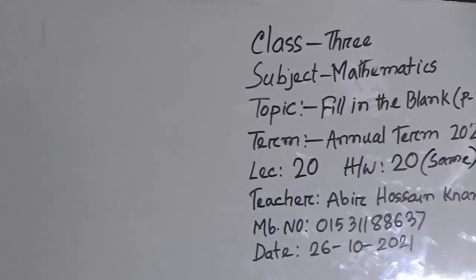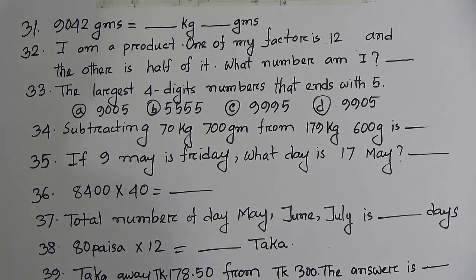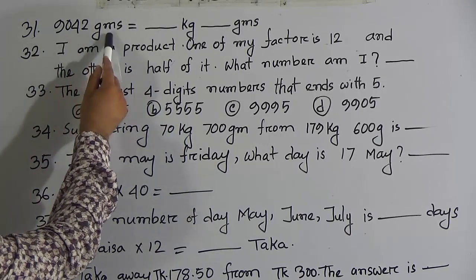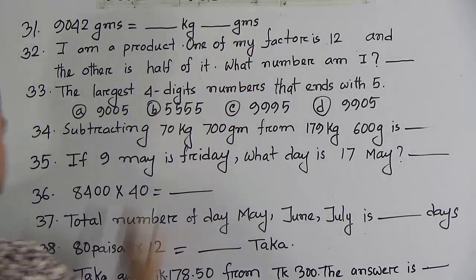Now my dear students, let's start our class. In the last class we learned numbers 15 to 30. So we are starting now from 31 and it will go to 45. Question number 31: 9042 grams is equal to how many kilograms and how many grams?